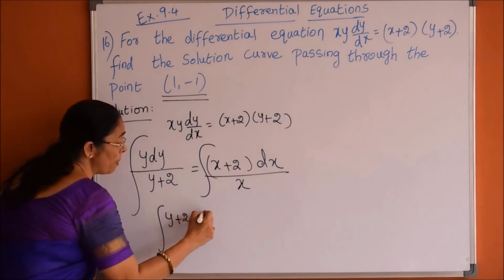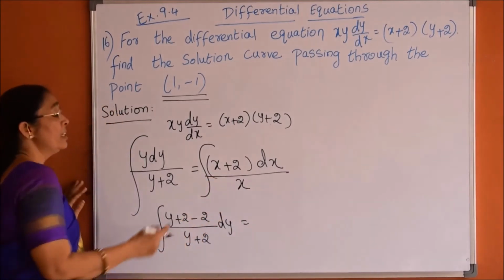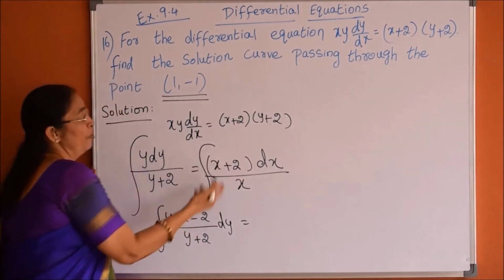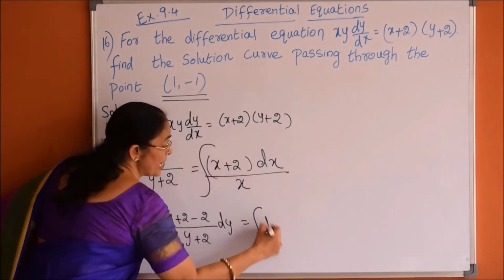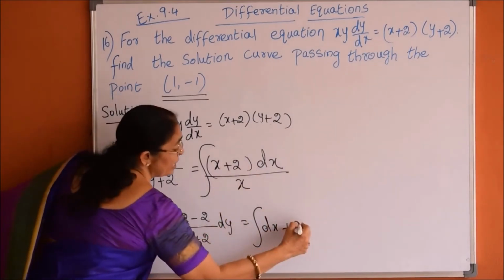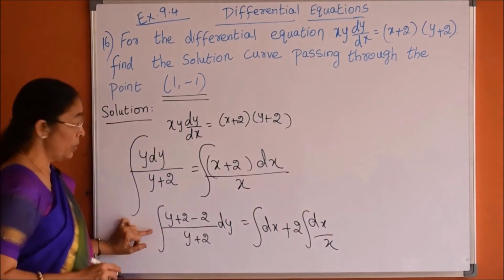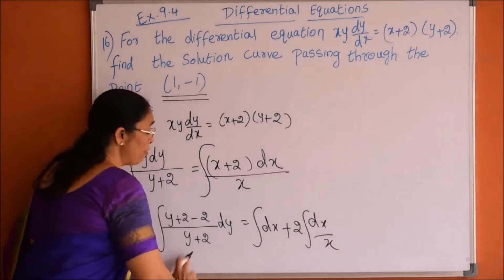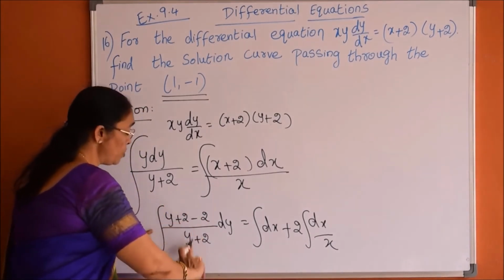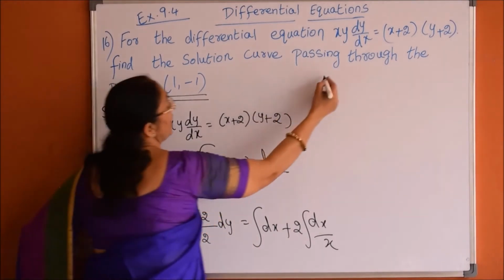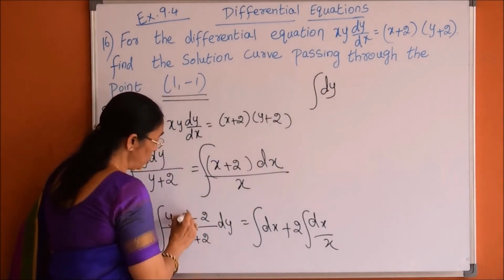y plus 2 minus 2 divided by y plus 2 dy, and for the right hand side we can separate the fraction. That is, I can write this one as x by x dx, which is nothing but dx, plus 2 by x dx, that is 2 into integration of dx by x. Now, coming to the left hand side, this y plus 2 by y plus 2 dy is the first part. So, I am separating the rational function. y plus 2 by y plus 2 gets cancelled, I will get only dy. So, my left hand side first term is dy minus 2 by y plus 2.